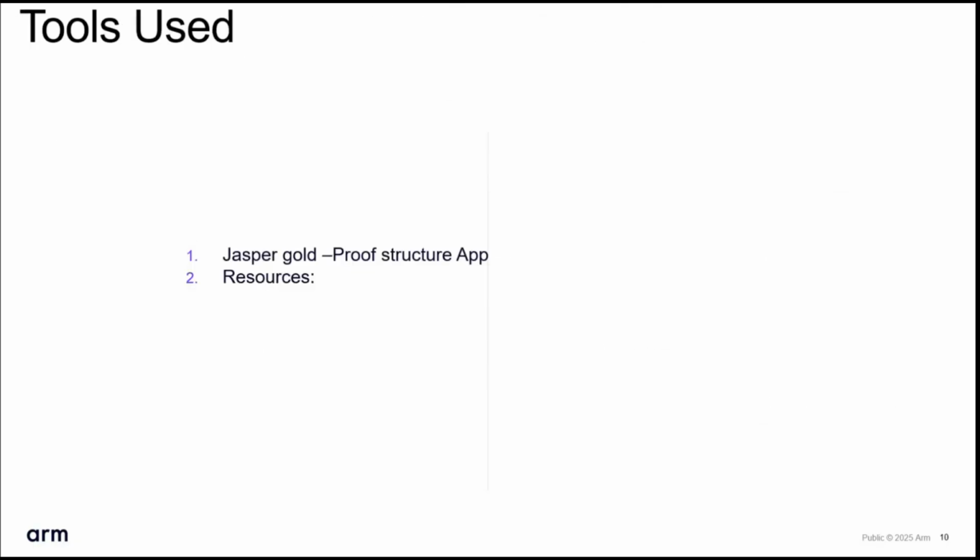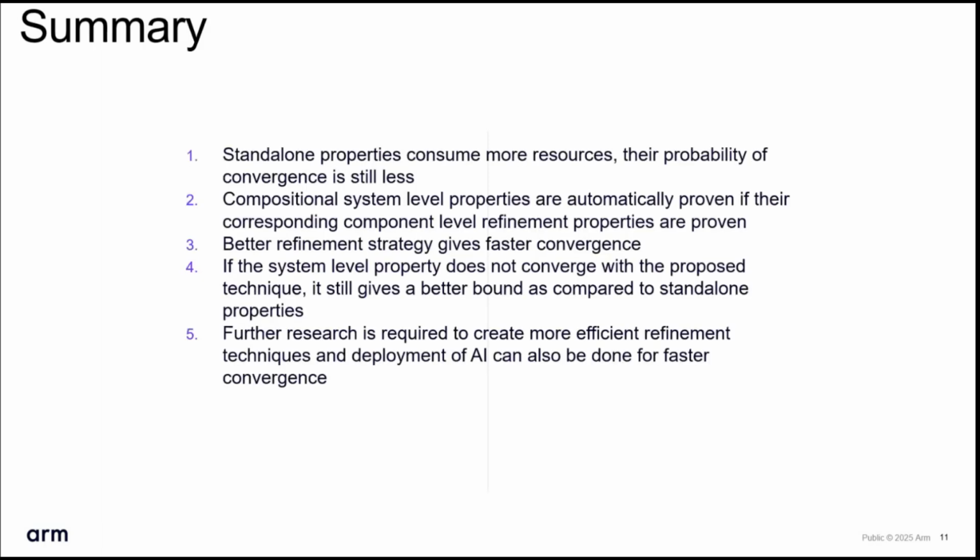The tool used in this case is Jasper Gold, which uses the proof structure app for this. And finally, I would like to conclude. The first point: standard properties consume more resources. This means that you have a property at hand and you're running it for 2 or 3 days, and you don't see any increase in the bound of the property. To handle such properties, this solution fits well.